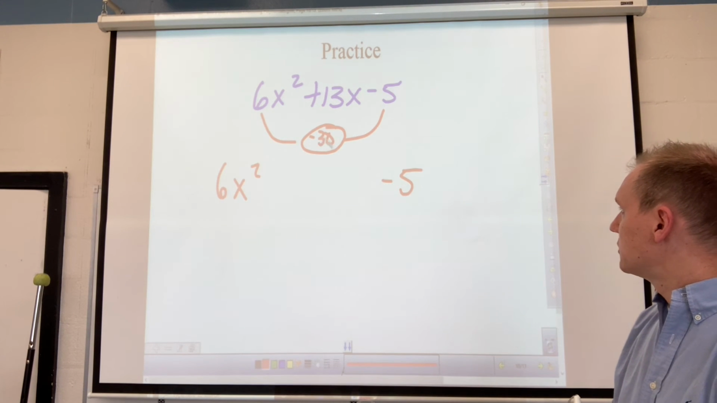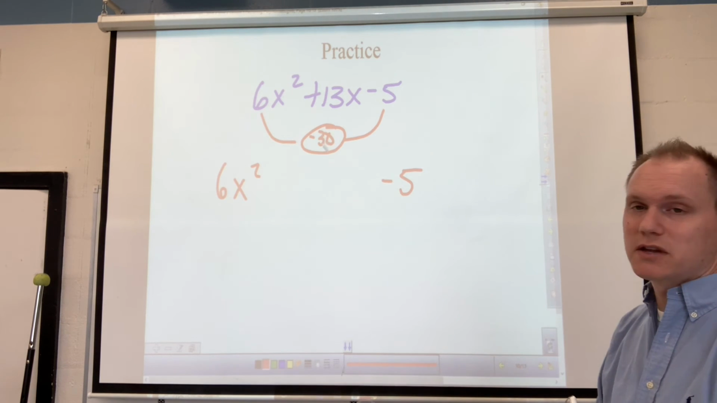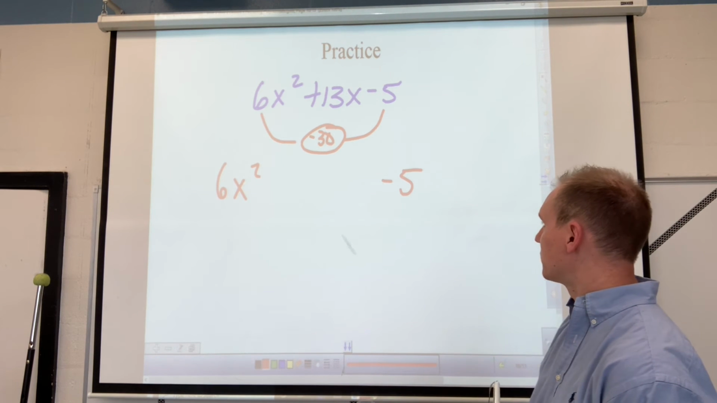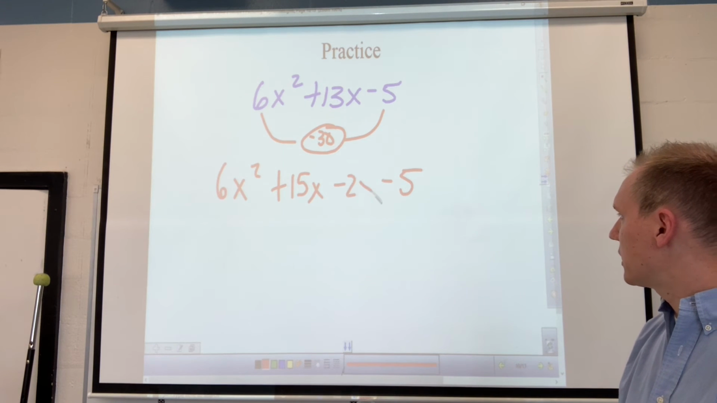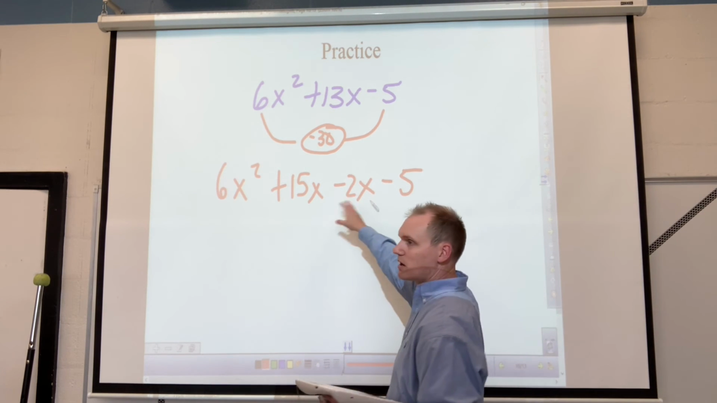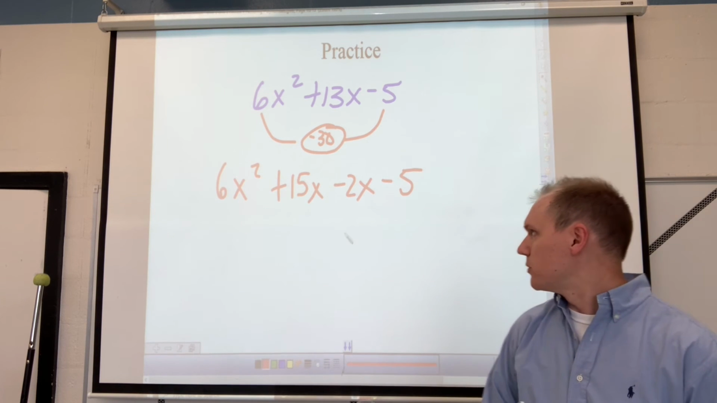And so the 10 and 3 doesn't work because you have to multiply to give us negative 30, and 10 and 3 multiply to give us positive 30. So we have positive 15x and negative 2x. Again, the order in which you put those does not matter. All right, so from there we can factor out what we can.